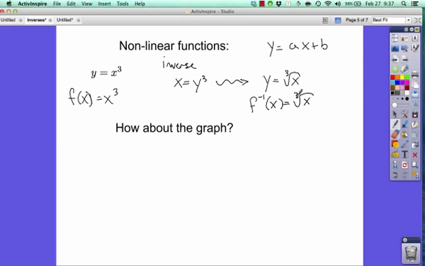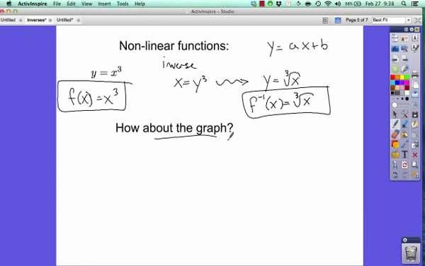See how this is working? If I put something into the inverse and get an output, and then I put that back into the original function, I get back what I started with, and vice versa. It doesn't matter which way I do it, I will always go back and forth forever. So this inverse and the original are related in that way. Let's look at the graph.